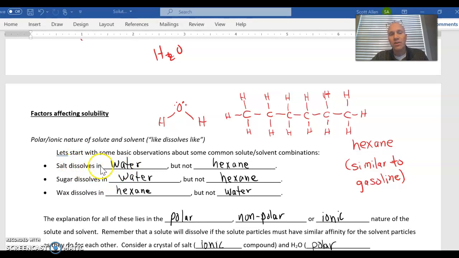First of all, we know that salt will dissolve in water, but if you took a little bit of salt, and not that you've ever done this, but if you were to drop that into a little bit of gasoline, it would not dissolve. The salt would just sink straight to the bottom of the cup of gasoline. Sugar is going to behave the same way. We know that sugar dissolves in water, but if you put some sugar into gasoline, it's going to sink straight to the bottom. It does not dissolve.